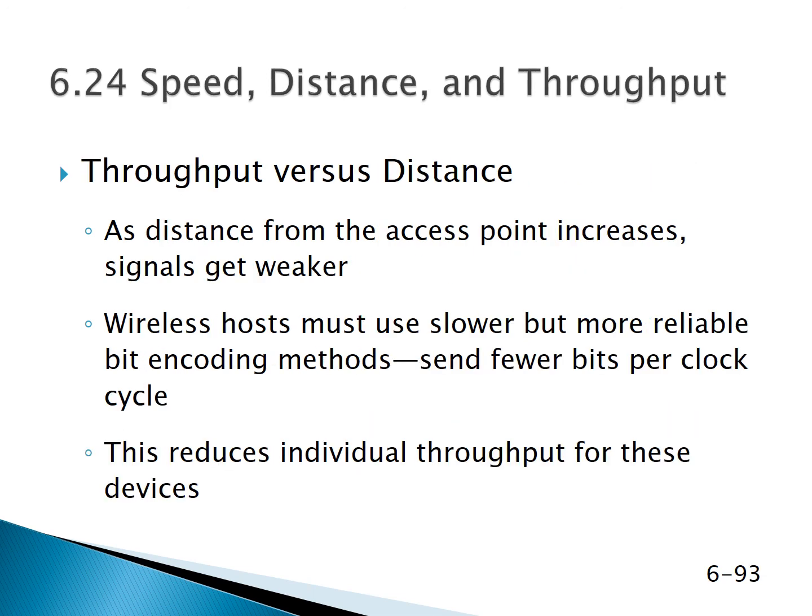So also as we know, as distance from the access point increases, the signals will get weaker. Then of course, your speed will also decrease, right? That's because wireless hosts must use slower but more reliable bit encoding methods. So that means instead of doing a lot of complicated modulation, you will use the easier one, right? So we will send fewer bits per clock cycle. So that's why if you are further away, it will be slower.